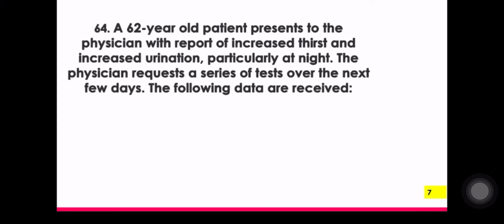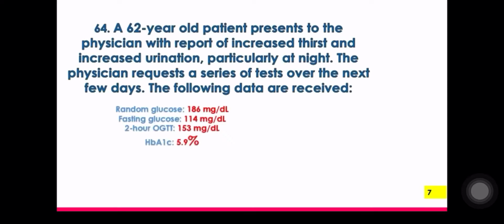For number 64, a 62-year-old patient presents to the physician with a report of increased thirst and increased urination, particularly at night. The physician requests a series of tests over the next few days. The following data are received: random glucose is 186 mg per dL, fasting glucose is 114 mg per dL, 2-hour OGTT is 153 mg per dL, and glycosylated hemoglobin is 5.9%.